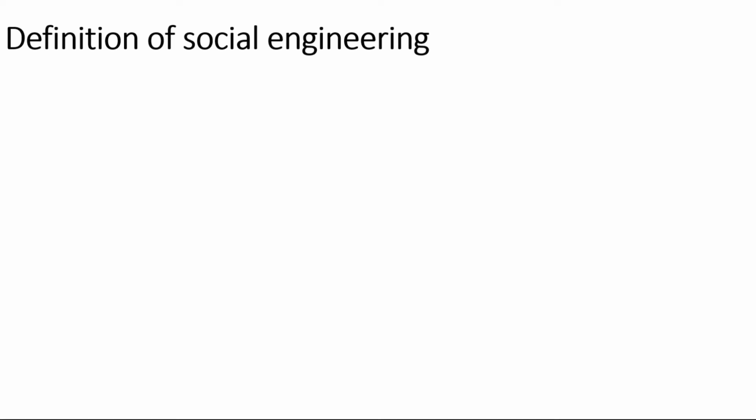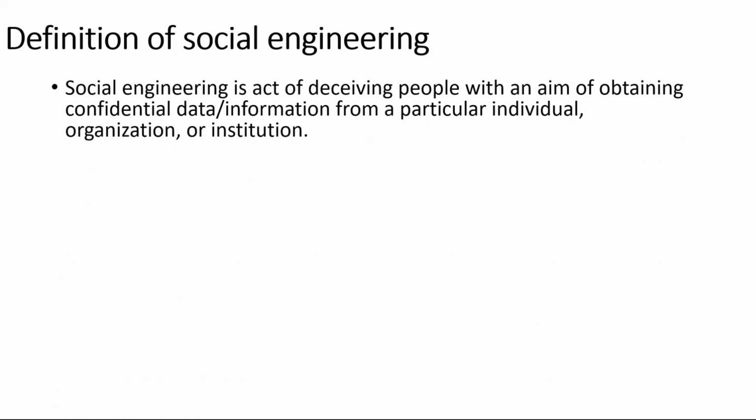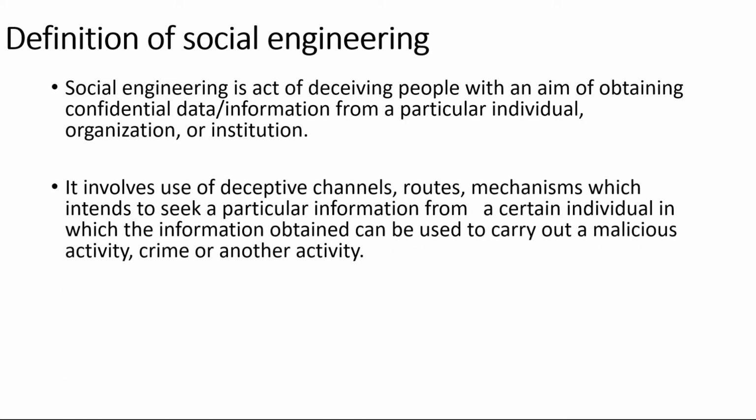Definition of social engineering. Majorly, social engineering is the act of deceiving people with an aim of obtaining confidential data or information from a particular individual, organization, or institution. It is an act of manipulating people's thinking using deceitful mechanisms. Basically, it involves use of deceptive channels, routes, and mechanisms which intend to seek particular information from a certain individual, in which the information obtained can be used to carry out a malicious activity, crime, or another activity.